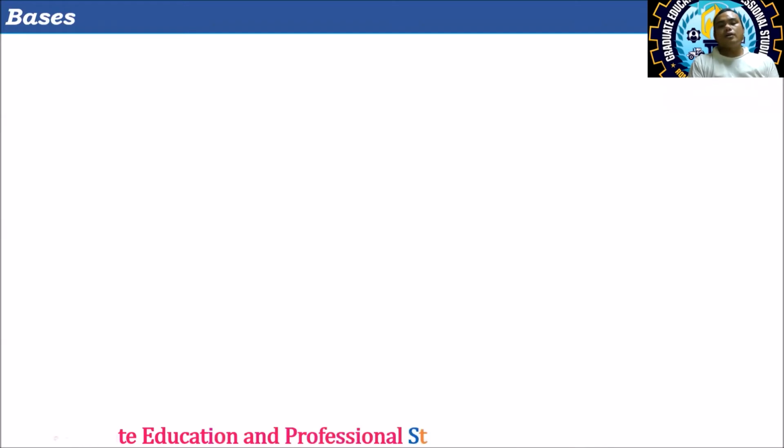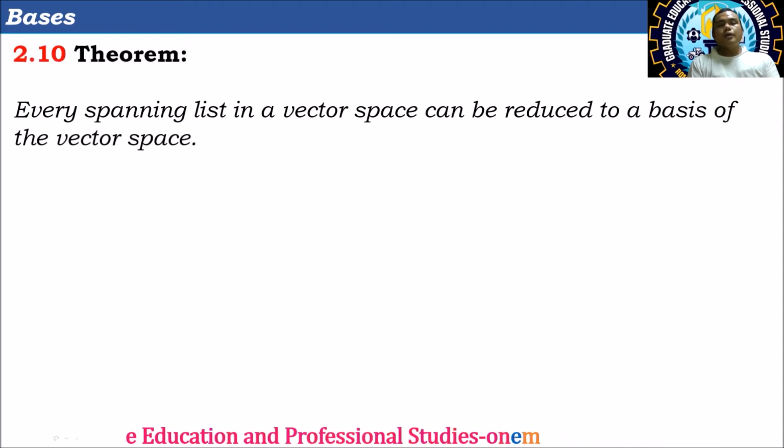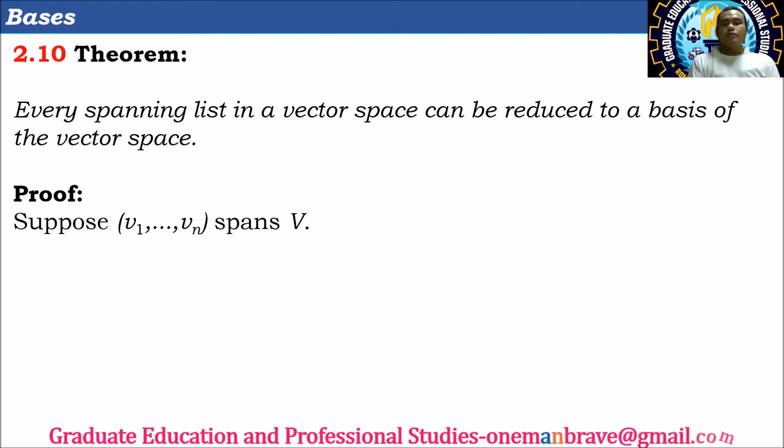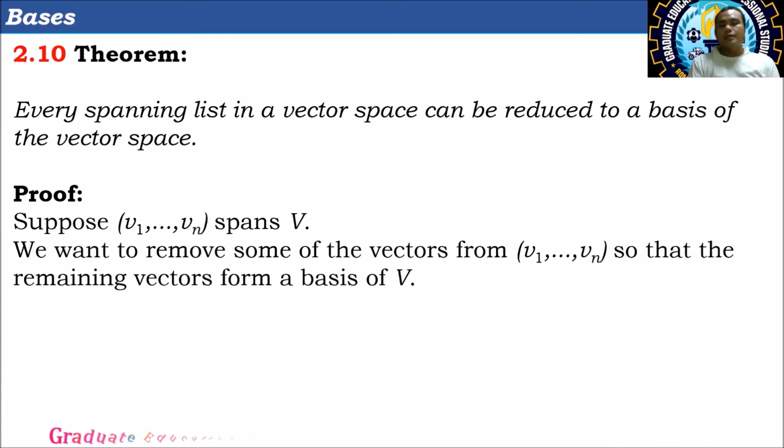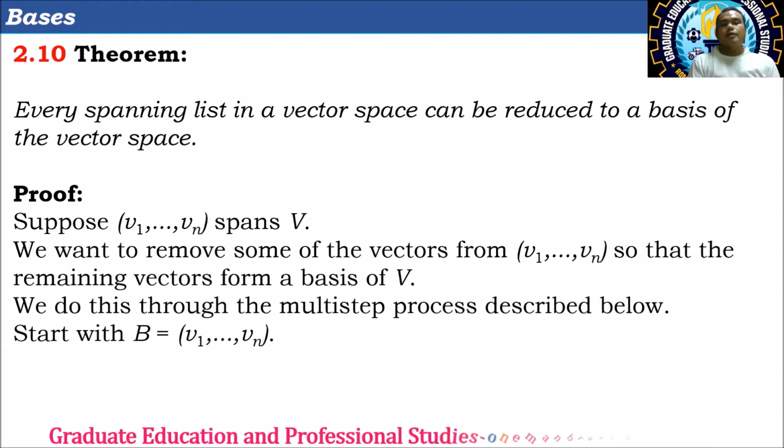So we have also another one. We have here Theorem 2.10: every spanning list in a vector space can be reduced to a basis of the vector space. So to prove that, suppose v1, ..., vn spans V. We want to remove some of the vectors from the list so that the remaining vectors form a basis of V. We do this through a multi-step process described below.